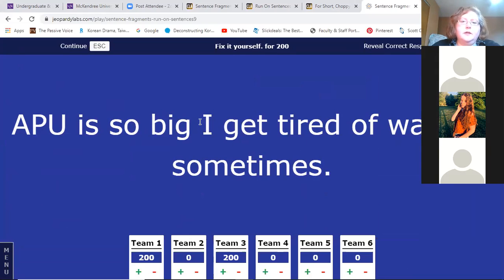So we could also add a semicolon in between big and I. Yes. So this is where you would divide it. It is true that APU is so big. It is true that I get tired of walking sometimes. Okay. Yes, you could do the semicolon. You could do a comma and: APU is so big, comma, and I get tired of walking sometimes. Yeah. So yes, good job.